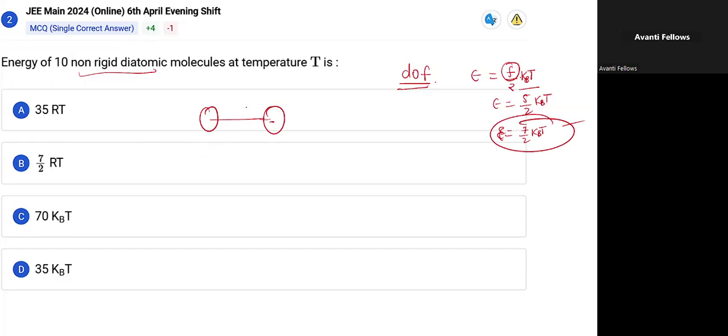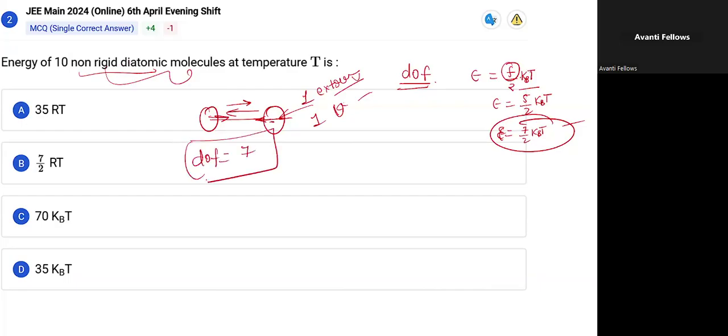And if it is non-rigid, then it can vibrate. These atoms can vibrate along the line joining them, along its bond length. Due to that, they will possess one extra degree of freedom for vibrational kinetic energy, and one for vibrational potential energy. So total degree of freedom of this molecule will be 7. This is the DOF of a diatomic molecule which is non-rigid.